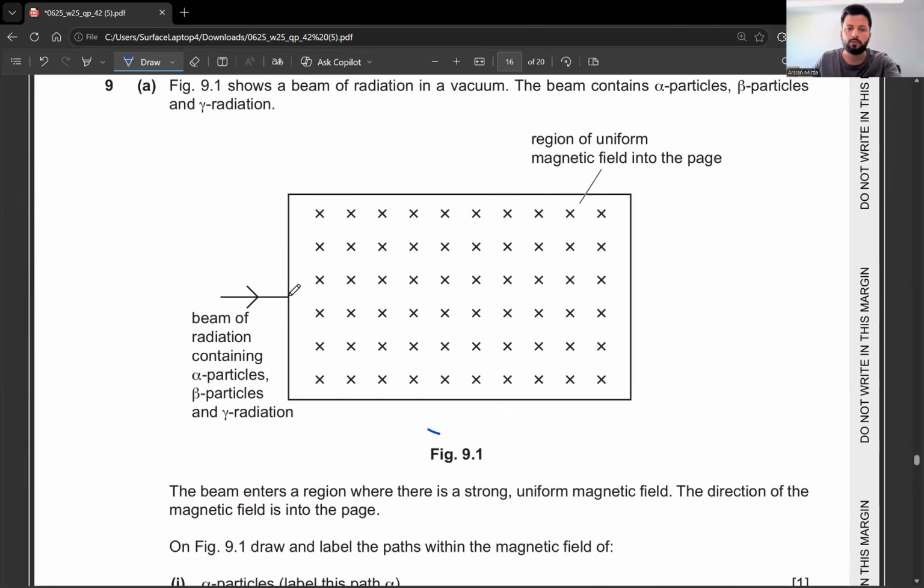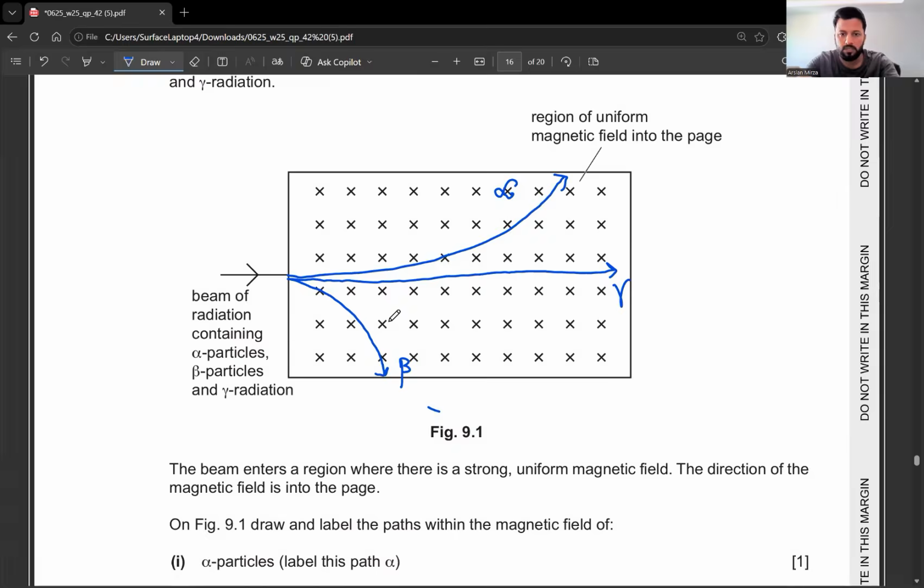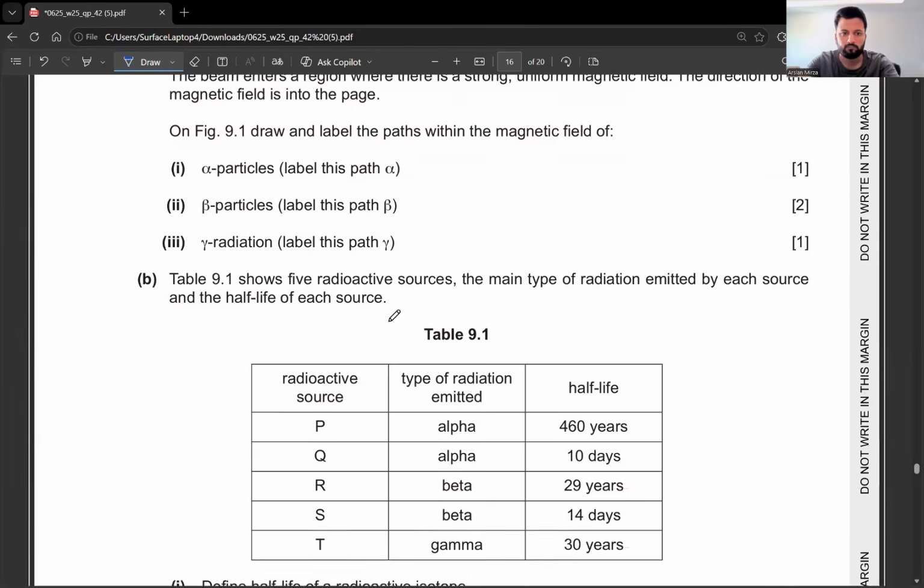So alpha particles, using Fleming's left hand rule, move upward. Sorry, let me make it longer. So these are alpha particles. Beta particles are light, so they are deflected more. So these are beta particles. And gamma radiation isn't affected by a magnetic field, so it moves straight. So these are gamma rays. You have to draw these 3 lines, and you will get 4 marks.